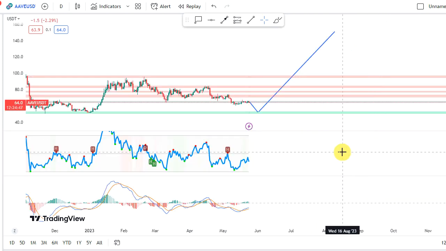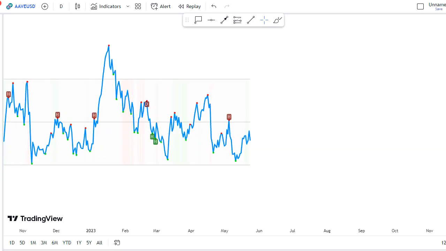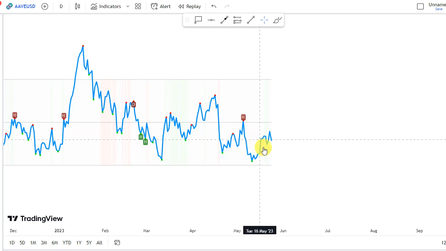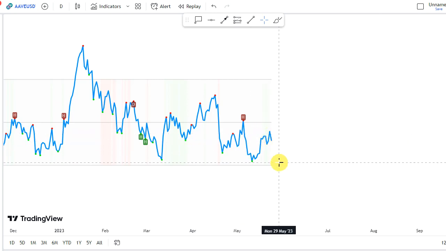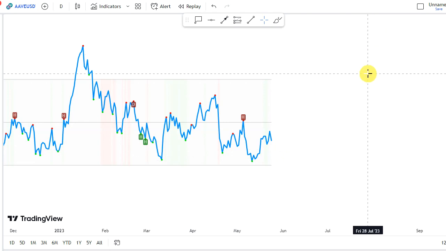If we look at our indicators right here, this indicator signifies our money flow. What the money flow shows is what is happening behind the scenes, if money is coming into Aave or if money is leaving Aave. As you can see, currently we are having some sort of bearish divergence on the money flow for Aave. So we should be expecting more push to the downside, probably one last push to the downside for Aave before we see any other push to the upside in the medium to long term.